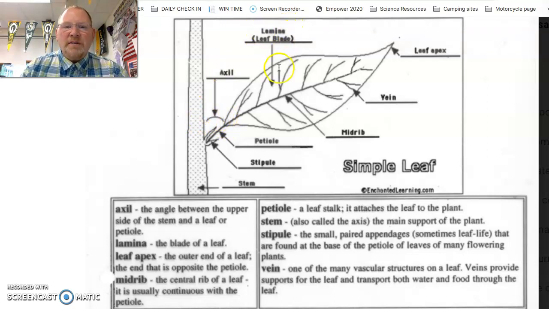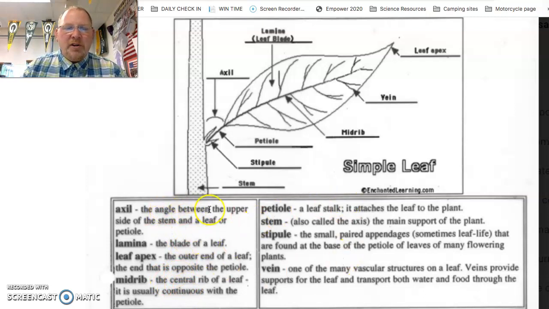Here is the green part of the leaf. In between the veins is what we call the lamina. It's the leaf blade. It's usually pretty green. It has a lot of photosynthetic qualities to it, and it's the blade of the leaf. So we kind of went through how to label that. Now we'll go back through the notes that are down below here.